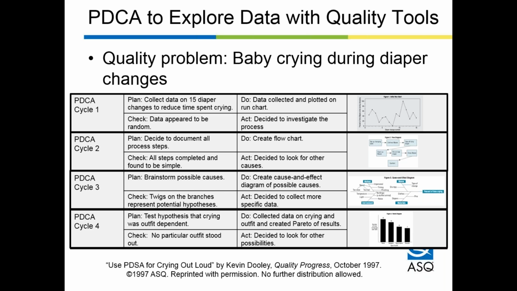But like I said, it is a real-world problem, not necessarily a quality problem, but somebody addressed a problem they were having using cycles of plan, do, check, act with quality tools. The baby is crying during diaper changes. What else would a quality professional do to address this situation but use quality tools? Plan. We need information. Collect data on 15 diaper changes.